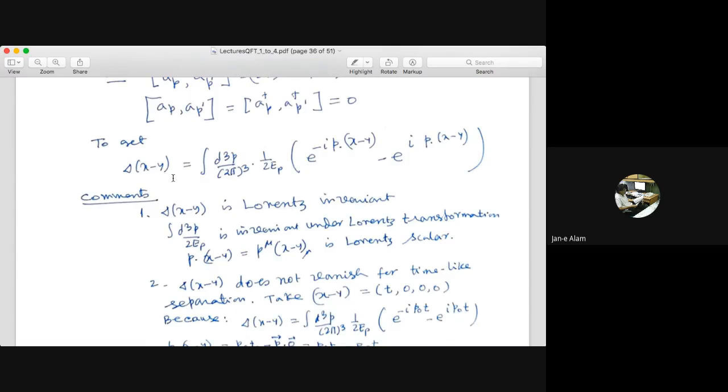This delta(x minus y) is Lorentz invariant, because you can check that d³p by E is always a Lorentz invariant quantity. If you write d³p as dpx, dpy, dpz divided by energy, since I am considering the motion along the x direction, dpy and dpz will remain unchanged, but dpx by E will become dpx prime by E prime, and you can easily check that dpx prime by E prime will remain invariant.